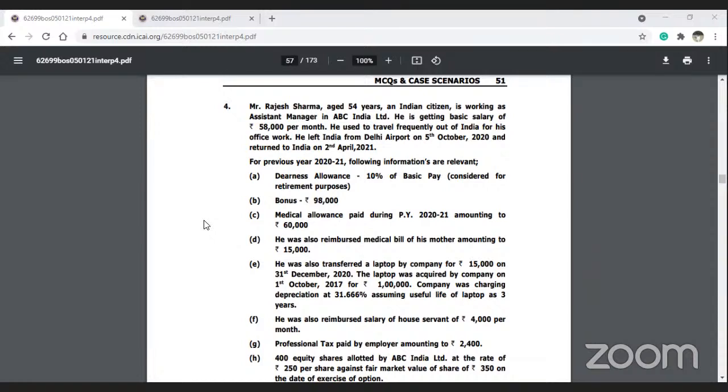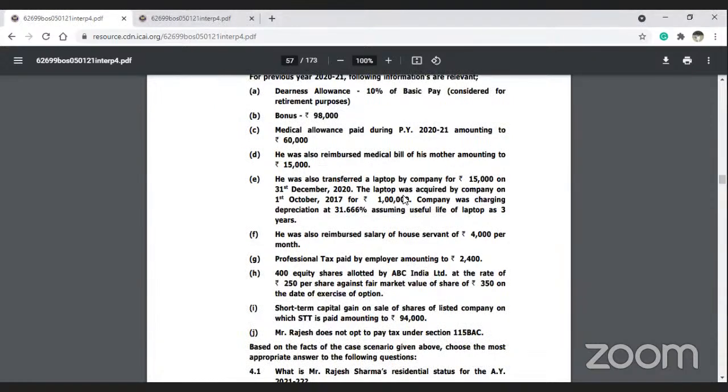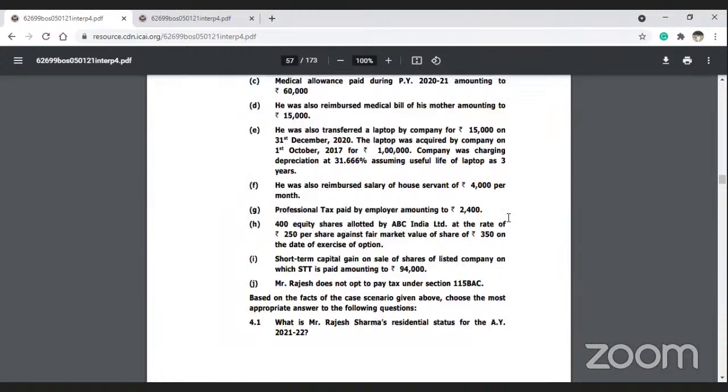Dearness allowance 10% of basic pay considered for retirement purpose. Bonus 98,000. Medical allowance paid during the year 2021 amounting to 60,000. He also reimbursed medical bill of his mother amounting to 15,000. He was also transferred a laptop by company for 15,000 on 31st December 2020. The laptop was acquired by company on 1st October 2017 for 1 lakh. The company was charging depreciation at the rate of 31.666%, assuming useful life of the laptop as 3 years.